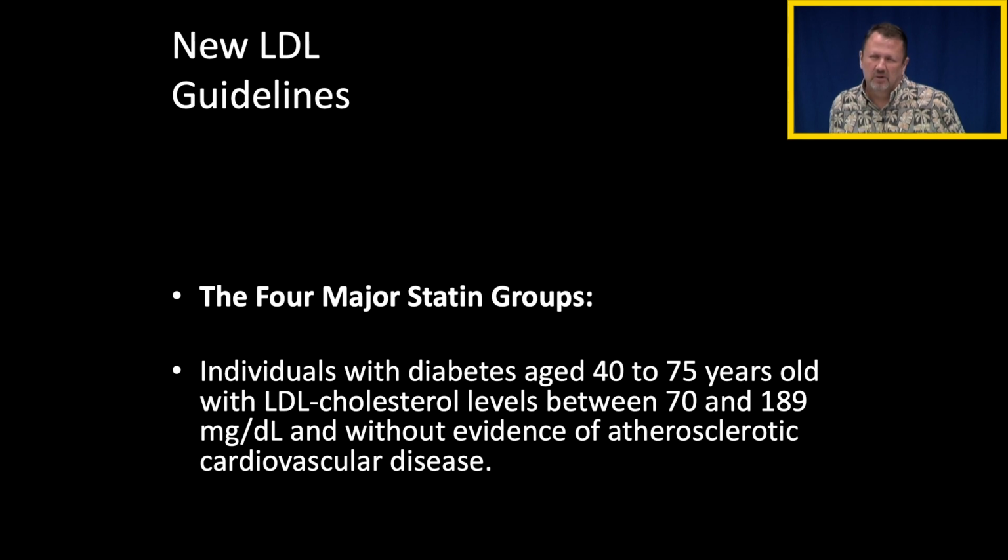Individuals with diabetes who are between 40 and 75 years old with LDL cholesterols between 70 and 189, even if they have no evidence of atherosclerotic vascular disease, we're going to be really aggressive with these people. Why 40? Because it takes a long time to develop atherosclerosis due to hyperlipidemia. Why do we cut it off at 75? Because their life expectancy isn't really expected to exceed how much time it takes for that atherosclerosis to develop. And as people age, they actually need more lipids and cholesterol as well. That's why they created this age range.